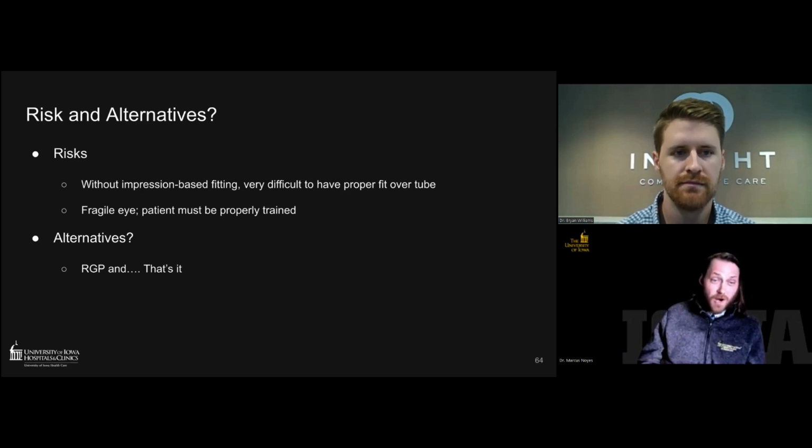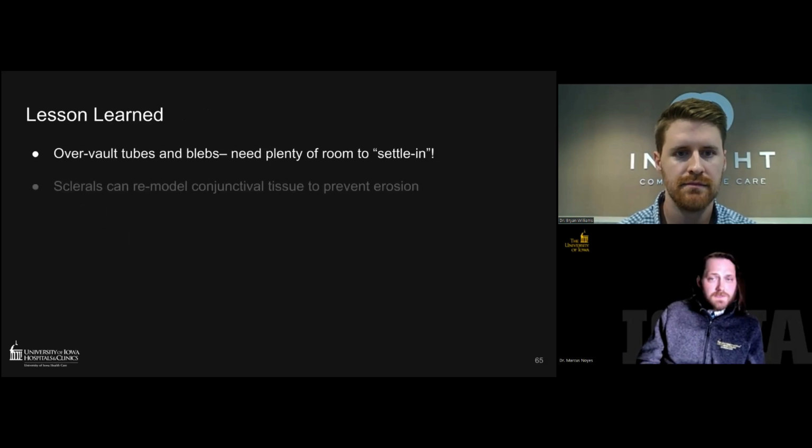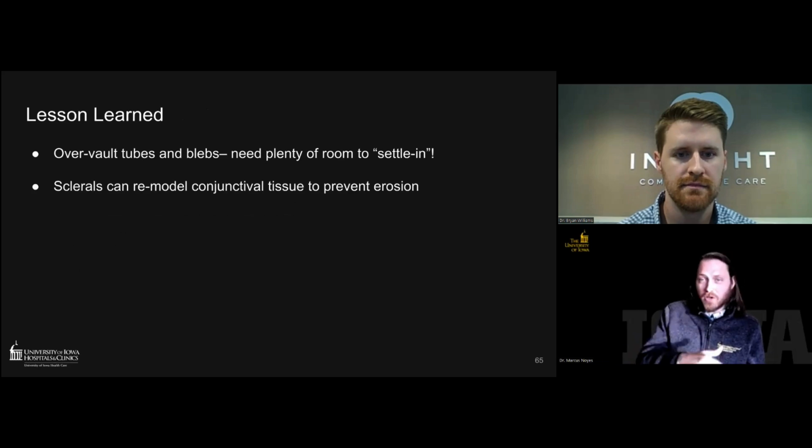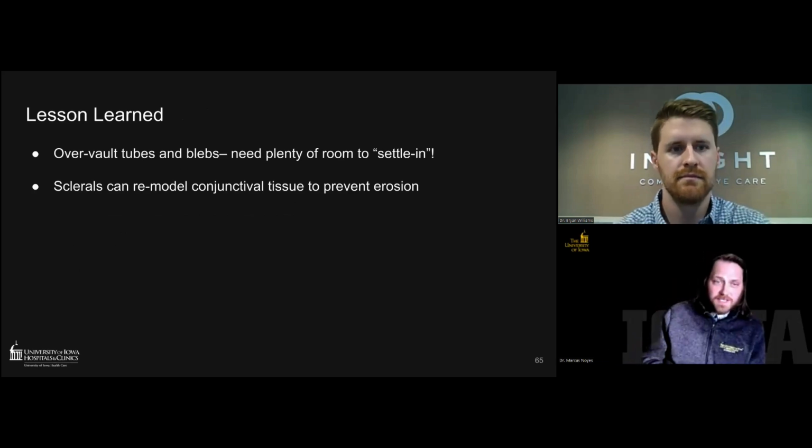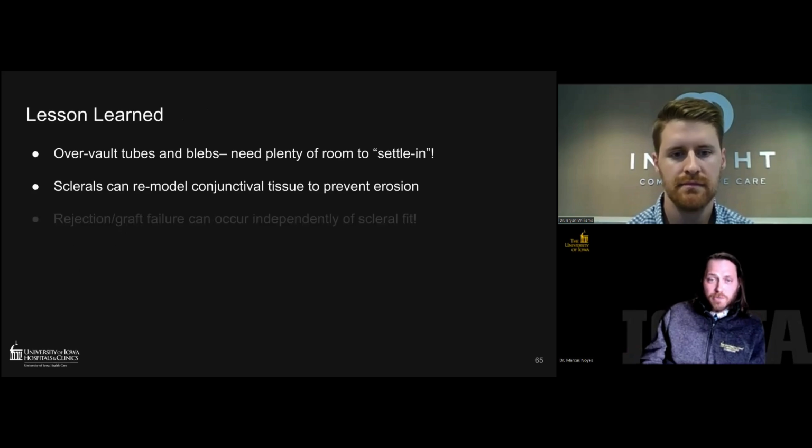So you really got to make sure that the INR is crystal clear for those patients. As for alternatives, RGP is really the only other option here. But like I said, we elected to do a scleral instead for the reasons on the previous slide. So lessons here, make sure to overvault your tubes and blebs. That will allow the conj to kind of remodel and settle in those areas, prevent things like tube erosion.